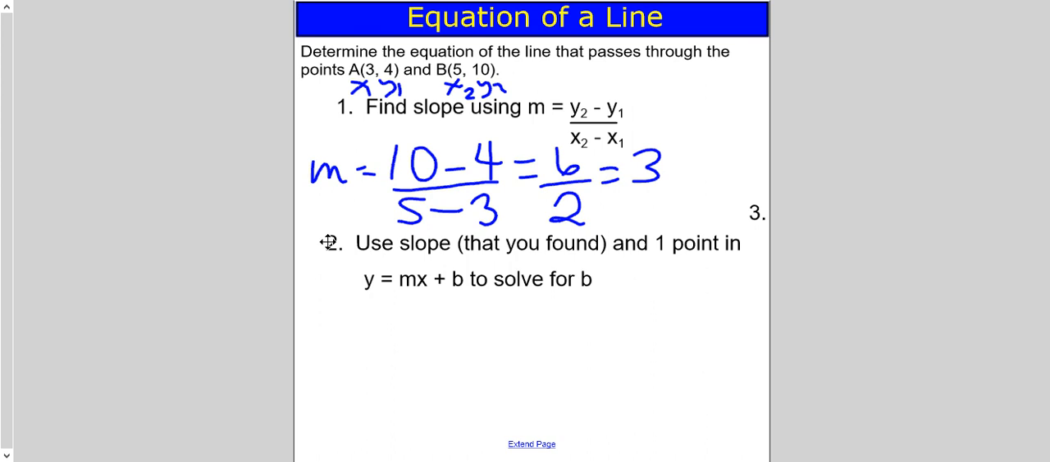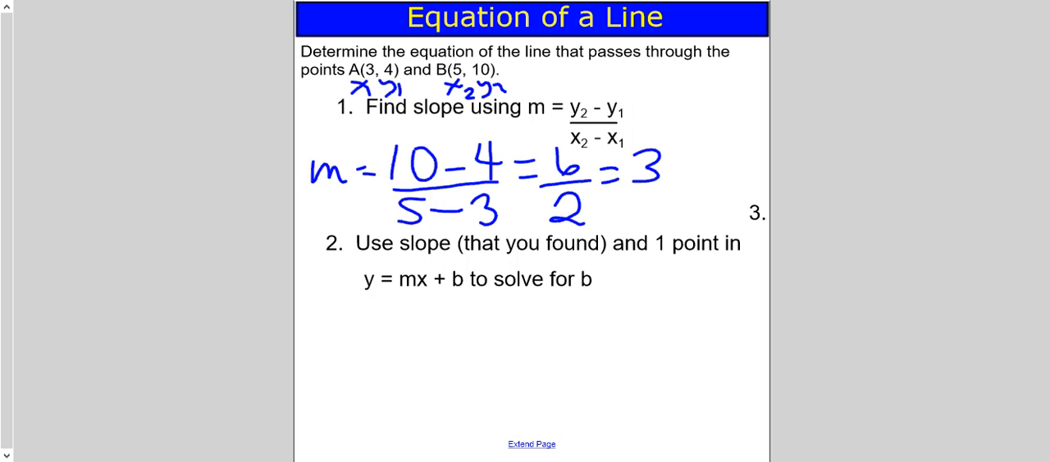Second step, we're going to use the slope that we found and 1 point, and we're going to put that into y equals mx plus b to solve for b. So this is just like what you were doing before. So now we're kind of back to what we were doing when we were given the slope and a point. The only difference is we have 2 points. So you get to pick which point you want to use. Either A or B, it does not matter. You will get the same answer no matter what. And so always pick the one that you think is easiest for you.